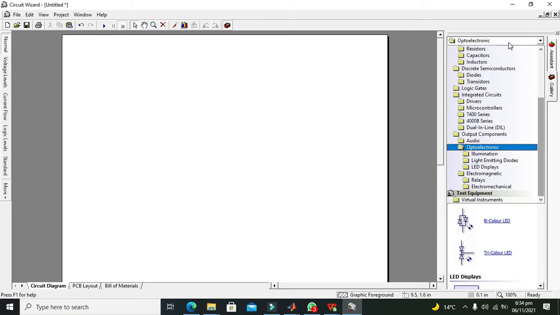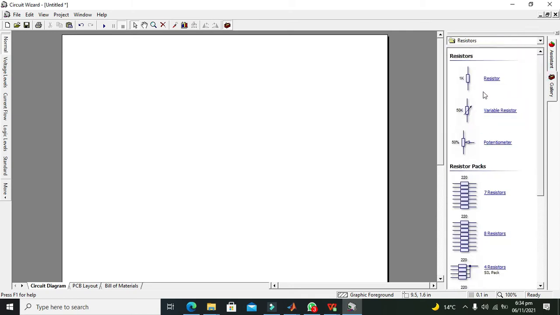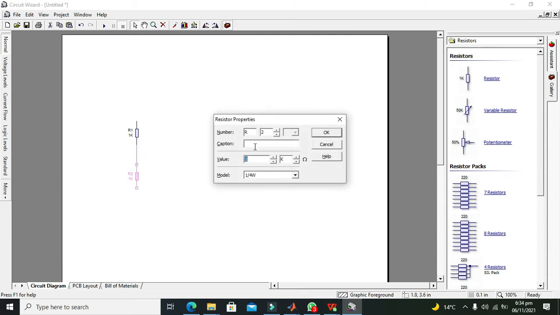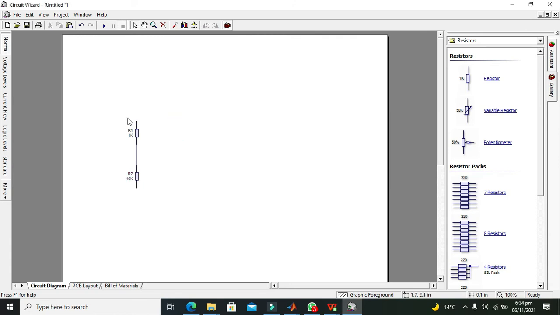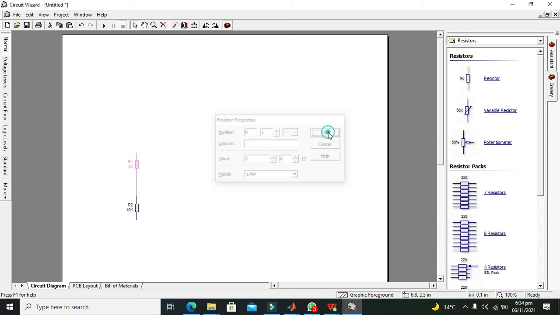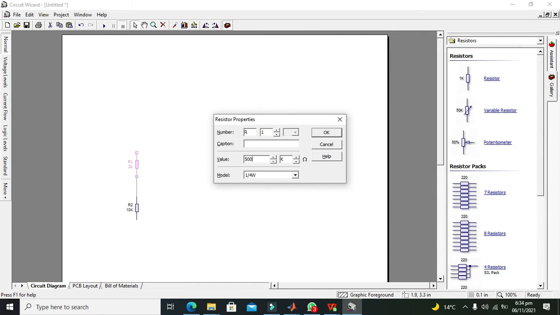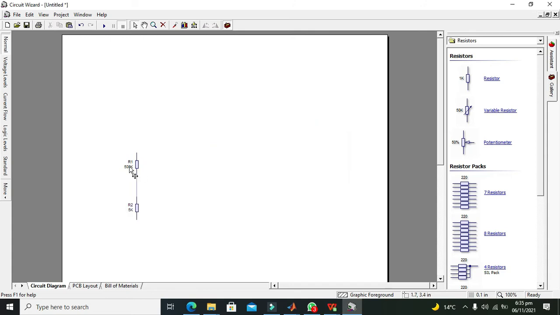So first we will take two resistors for our voltage divider circuit. These are our two resistors. The first one is 1k, the lower one must be 10 kilo ohm. We can make them 2 kilo ohm, or 500 ohm, or 20k, or 10k, so it must be 5k, okay, yeah, 5k and 500 ohm, not 500k.